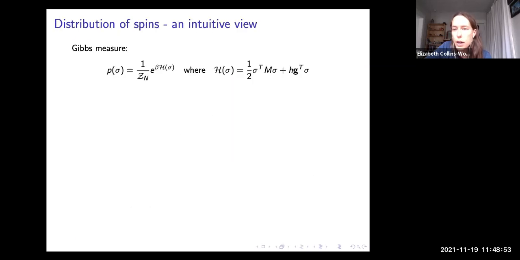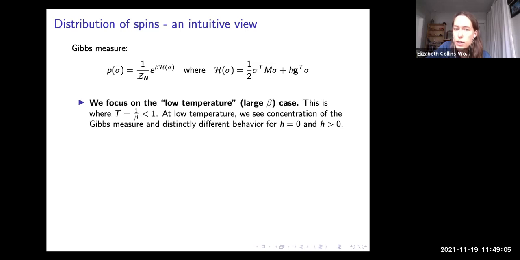All right, so we want to talk about the distribution of the spins in this model. And before I get into the technical details, I want to just talk about it from an intuitive perspective. So this is the Gibbs measure definition that I presented on the previous slide. And today I'll focus on the low temperature case. So that's when beta is large. And we focus on this because it's the more interesting case. This is where we see a concentration of the Gibbs measure in a particular region of the sphere. And we also see distinctly different behavior between the model without an external field and the model with an external field.